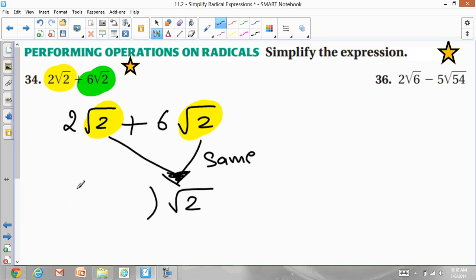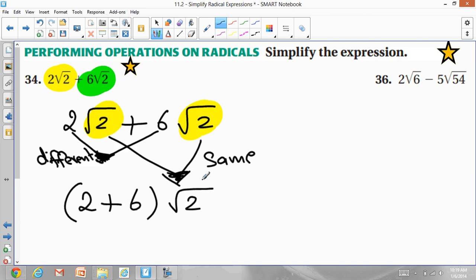Now I'm going to open and close a parenthesis. Now this and this are different. So I'm going to pull them as 2 plus 6. So pull the same one once and pull all the others together inside a parenthesis. So 2 plus 6 is going to give you 8. 8 square root 2 will be the answer.